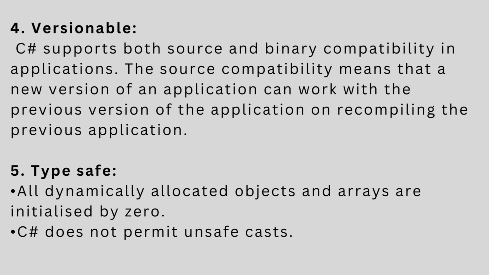4. Versionable. C# supports both source and binary compatibility in applications. The source compatibility means that a new version of an application can work with the previous version of the application on recompiling the previous application.